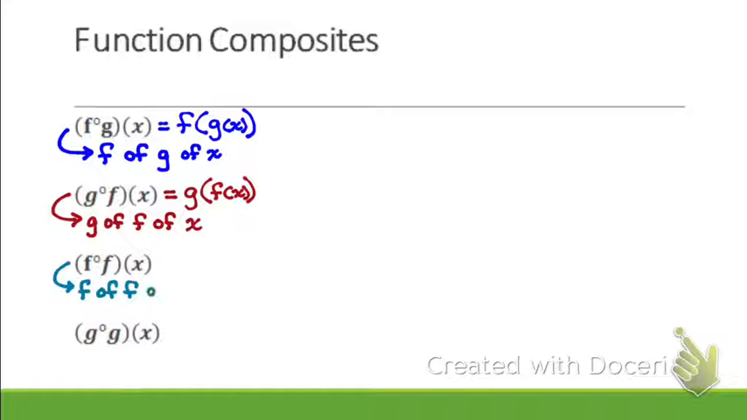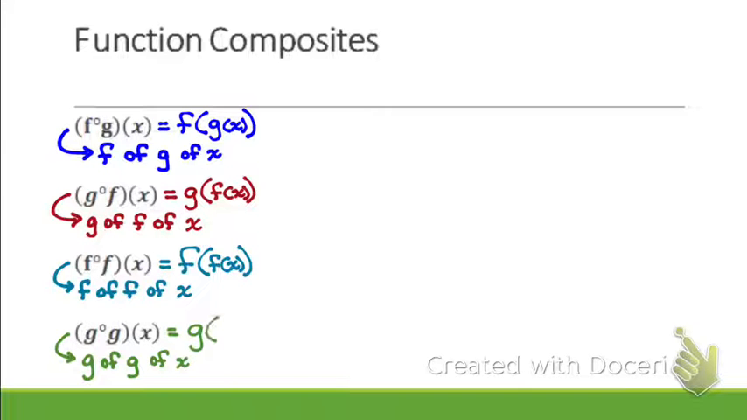This one is f of f of x. This one's a little bit strange. You have a function, and you feed itself back into it as input. It does not mean anything different, no. G of g of x, you have your function g. You feed itself back into it as input.